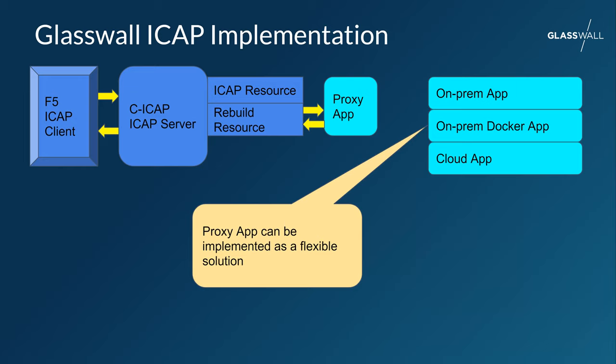With the location of the proxy application being defined within the rebuild resource configuration, we can change it after deployment. You can run with the basic application, or we can have a Docker application or cloud application. We just need to change the location. But as long as the replacement applications comply with the interfaces, then we should be good to proceed.